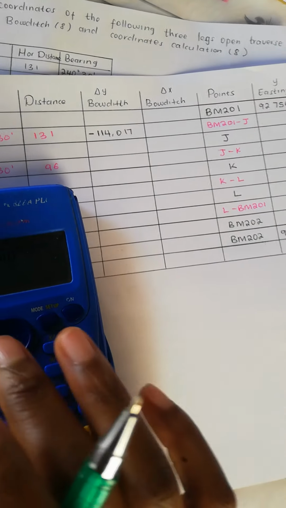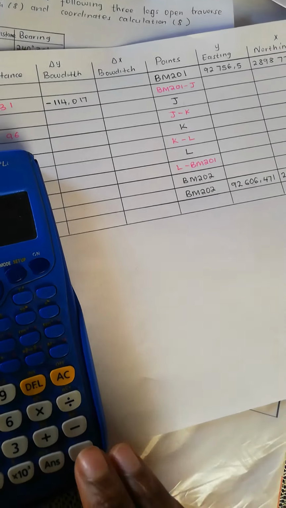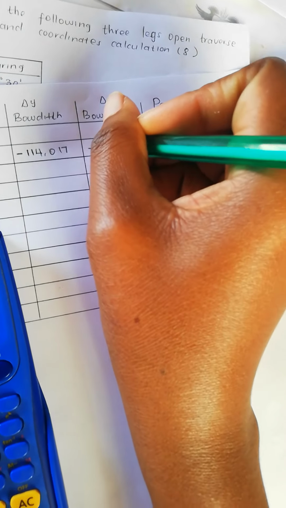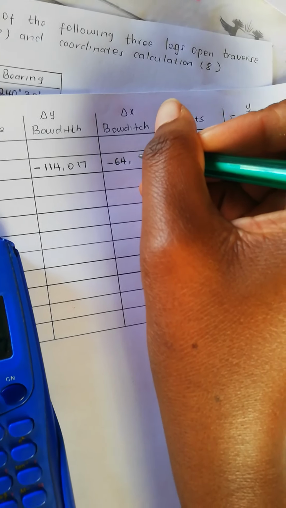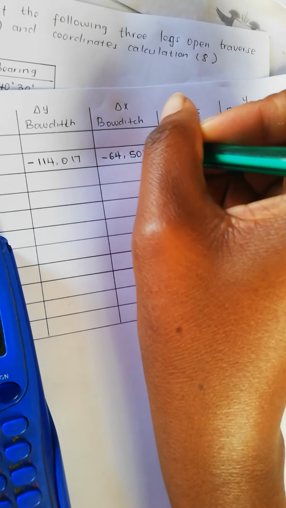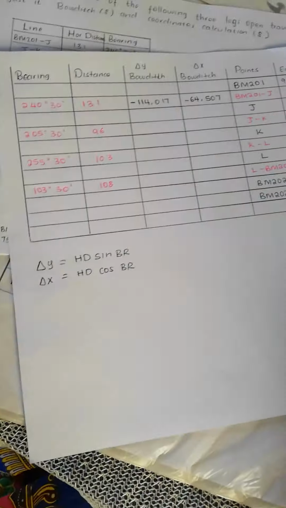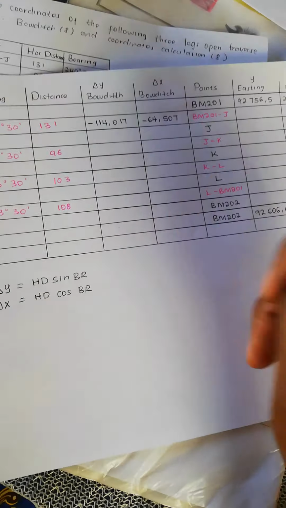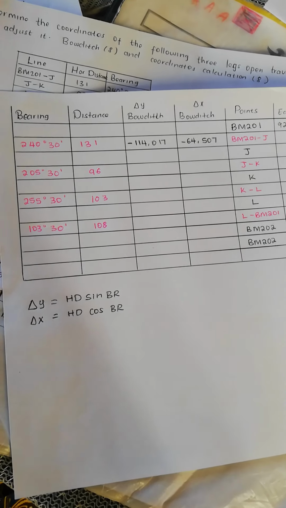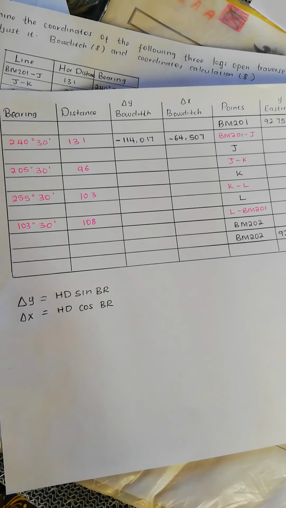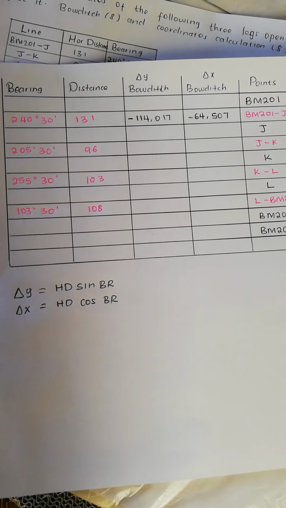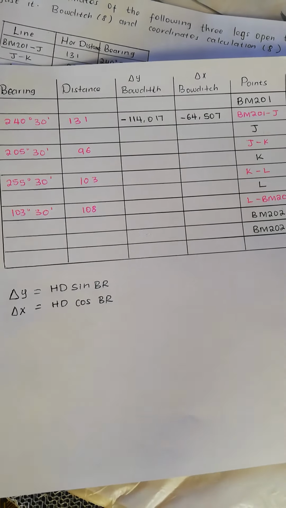Now I'm doing the x part, which is minus 64,507. So I'll pause and fill the rest. You guys must be calculating. Don't just copy. You need to calculate this to make sure that you understand, or maybe I may be wrong.